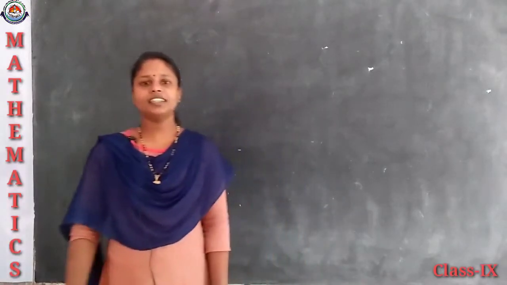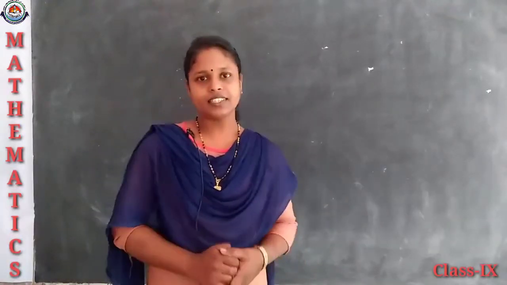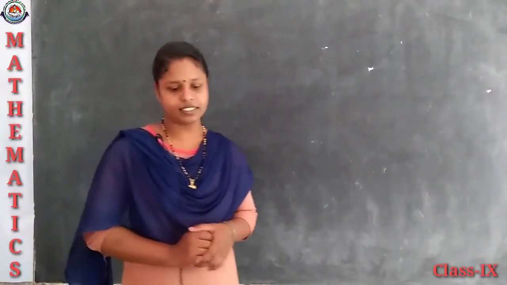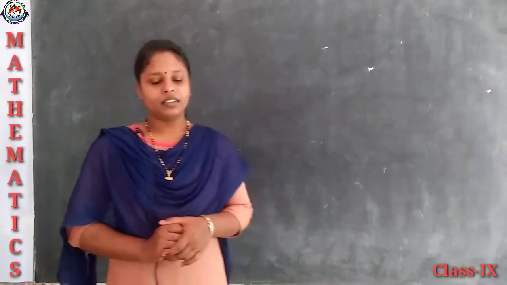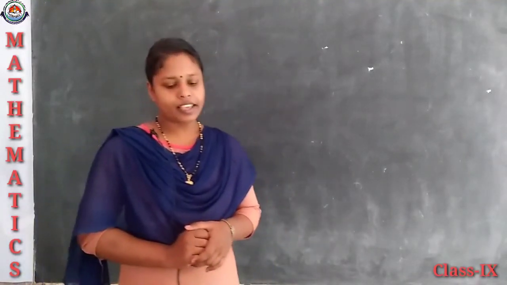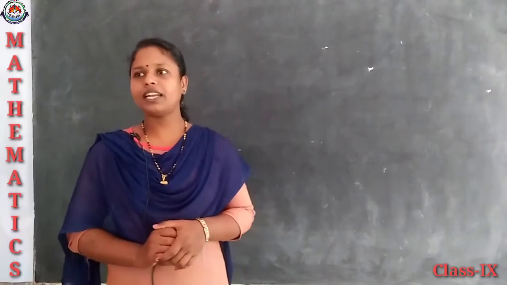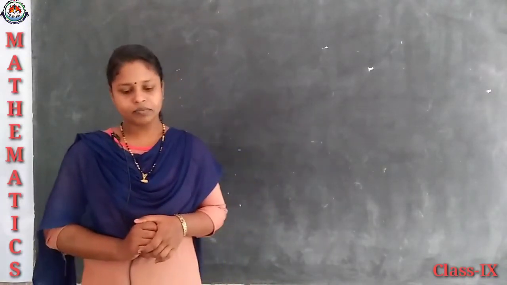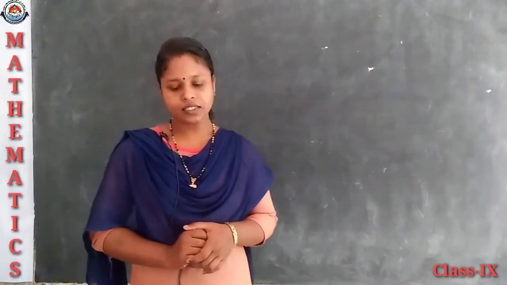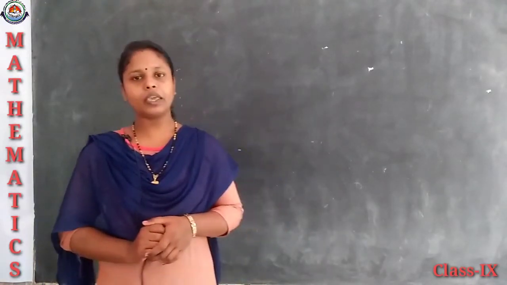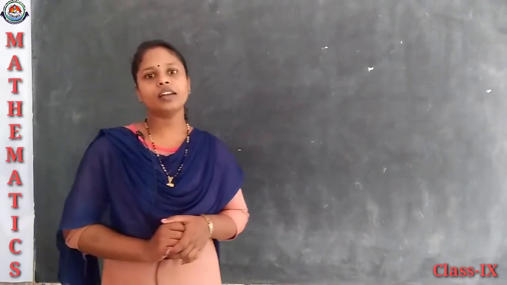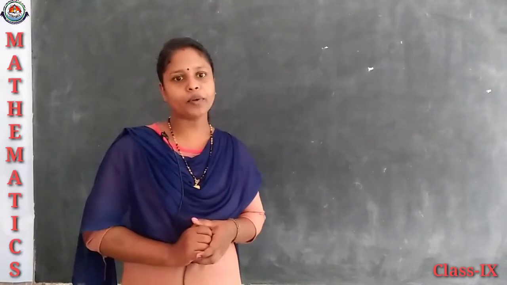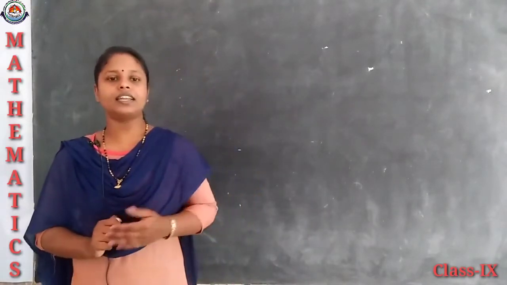Good morning, children. We are discussing the chapter Lines and Angles, our sixth chapter, and we are discussing exercise 6.1. From that exercise, we have discussed 4 questions. Today, we are going to discuss the 5th question. I think all of you are writing all these questions and answers in your notebook, and you have to practice each and every question.